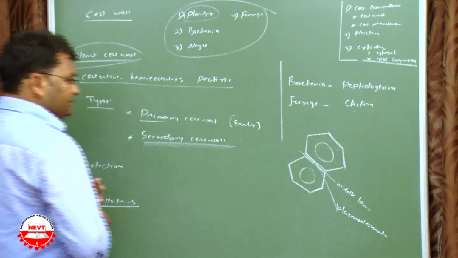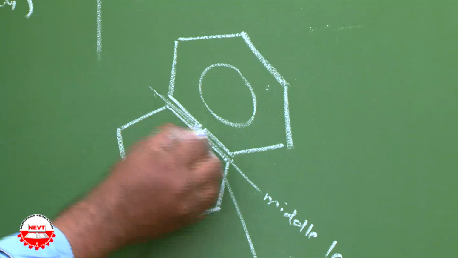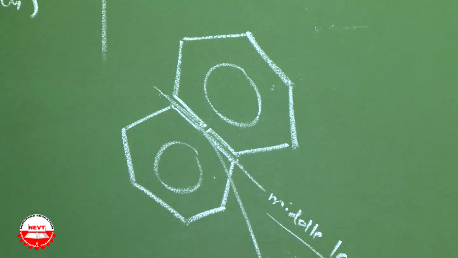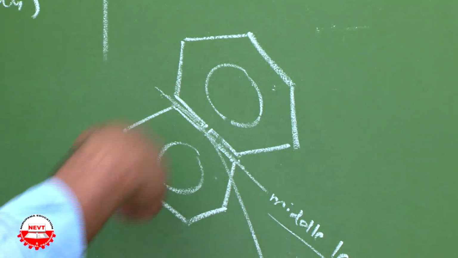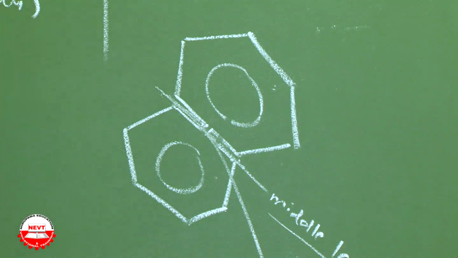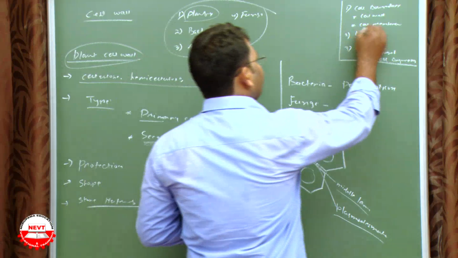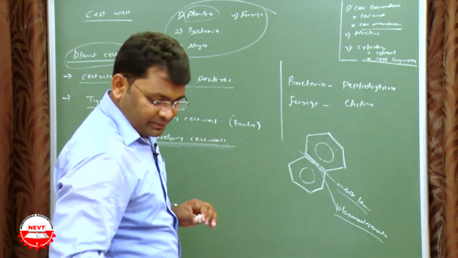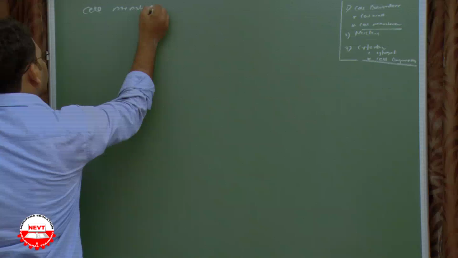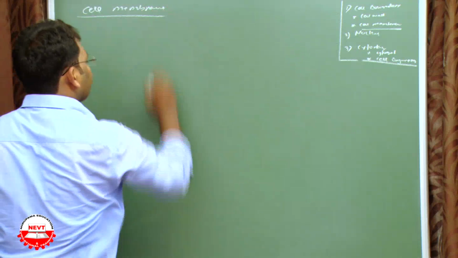So a cell wall is attached to another cell wall by the middle lamella, and the link between two cells is the plasmodesmata. So now we will discuss the cell membrane. The cell wall part is over. Cell membrane.